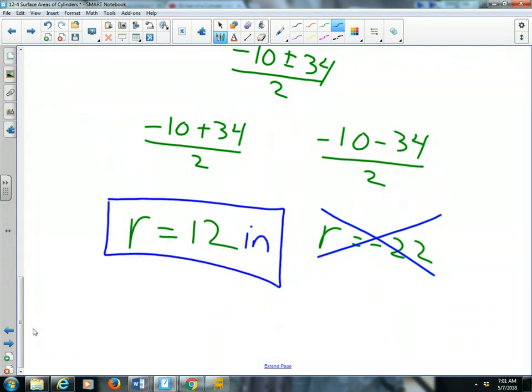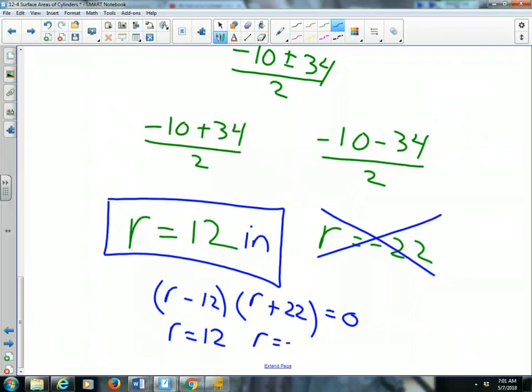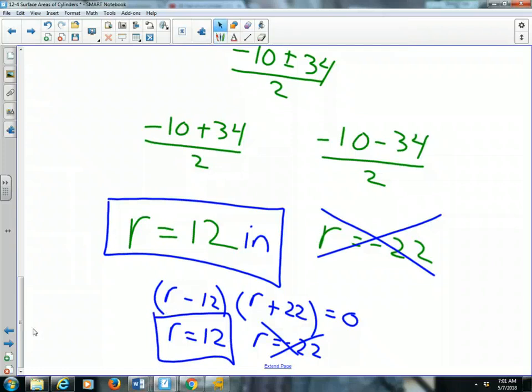Again, we could have factored this, and when you factor it, you would have gotten r squared minus 12 and plus 22 to equal 0. So then you would have gotten r equals a positive 12 and r equals a negative 22. So that's also a possibility if you feel more comfortable with that, or you could use the quadratic formula just as we did. Let me know if you have any questions on cylinders when you get to class.